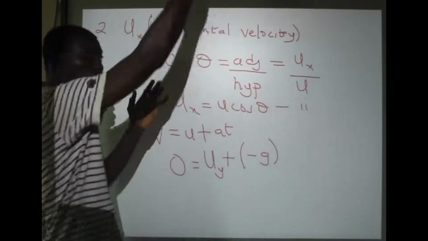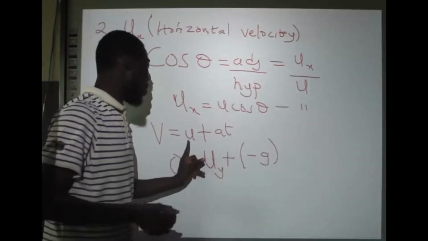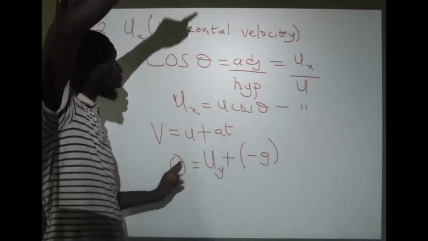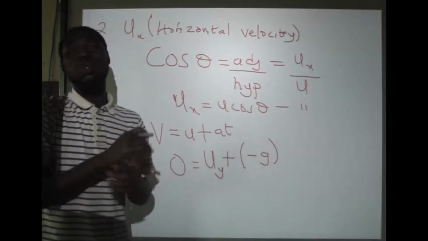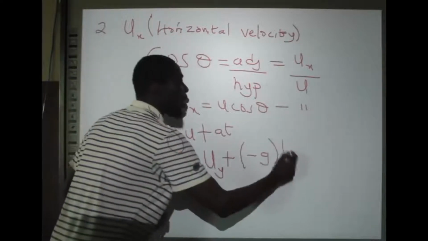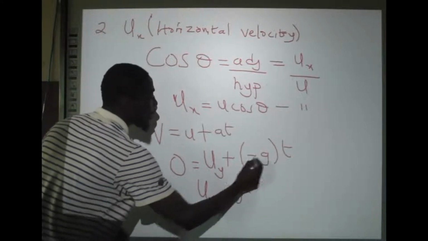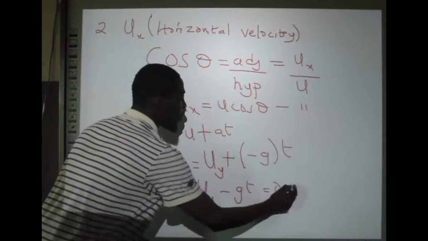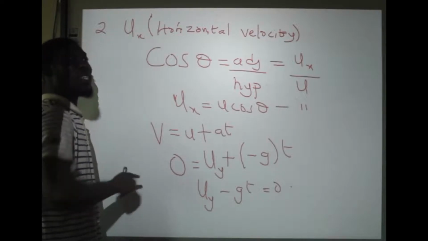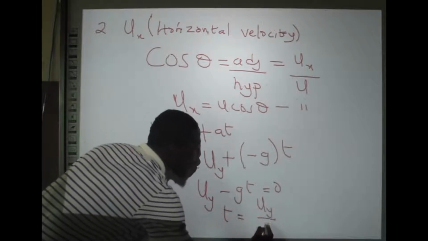Don't forget, throwing an object up implies that the velocity at the maximum height will be 0, and our a will be equal to negative g because the object is acting against the Earth's gravitational force, times our t. So it implies that uy minus gt, because plus times minus is minus gt, will be equal to 0. So you can make t the subject of the formula because we want to get the expression for the time taken to reach the maximum height. It implies that our t will be equal to uy all over g.